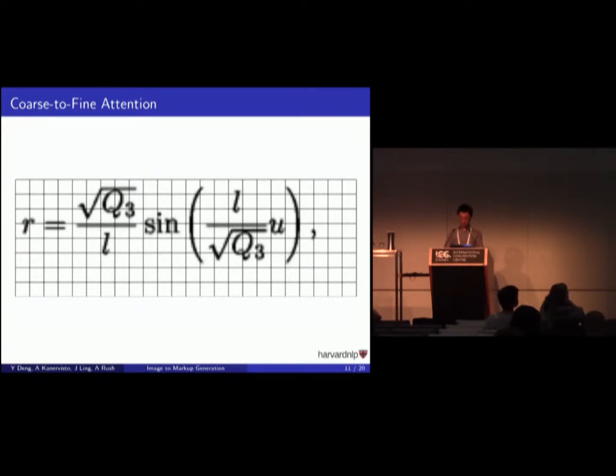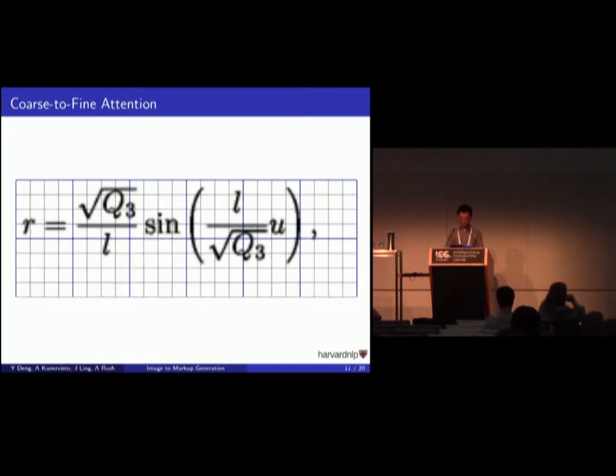However, with the vanilla attention mechanism, at each step of the generation, we need to look at the whole image. So we present a more efficient solution to this by borrowing ideas from probabilistic inference, namely coarse to fine inference. So here is the idea. Basically we are superimposing a coarse grain grid over the original grid. And when we are producing each output, we first pick the rough region in which the symbol is likely to appear. And then we constrain ourselves to that particular region. We generate the attention weights again, and we produce the final output.